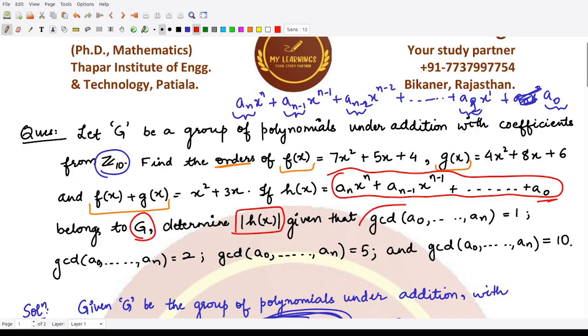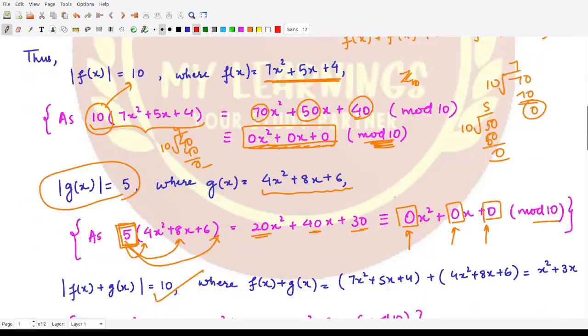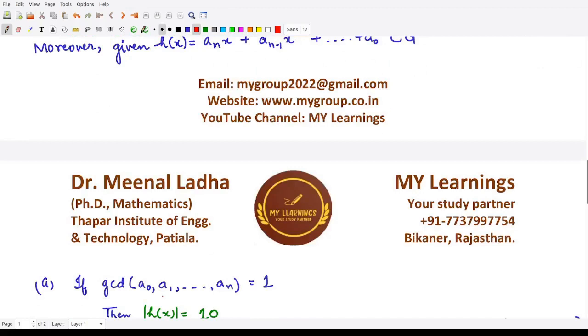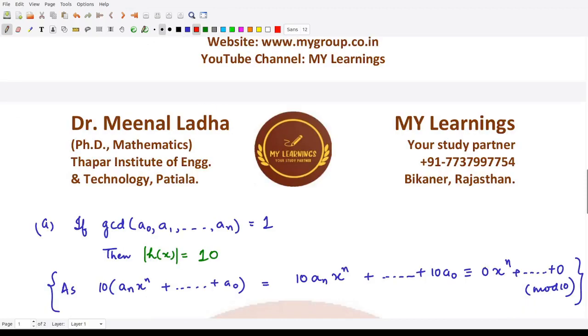In the first case, the GCD of all the coefficients is equal to 1. This is given to us. So let's move ahead and see this case. When the GCD of all the coefficients is 1, that means they do not have anything in common. So how can we obtain the zero polynomial? The zero polynomial is obtained when you have each coefficient as a multiple of 10. And how can we obtain each coefficient as a multiple of 10? Whenever you divide that by 10, you have a complete division.